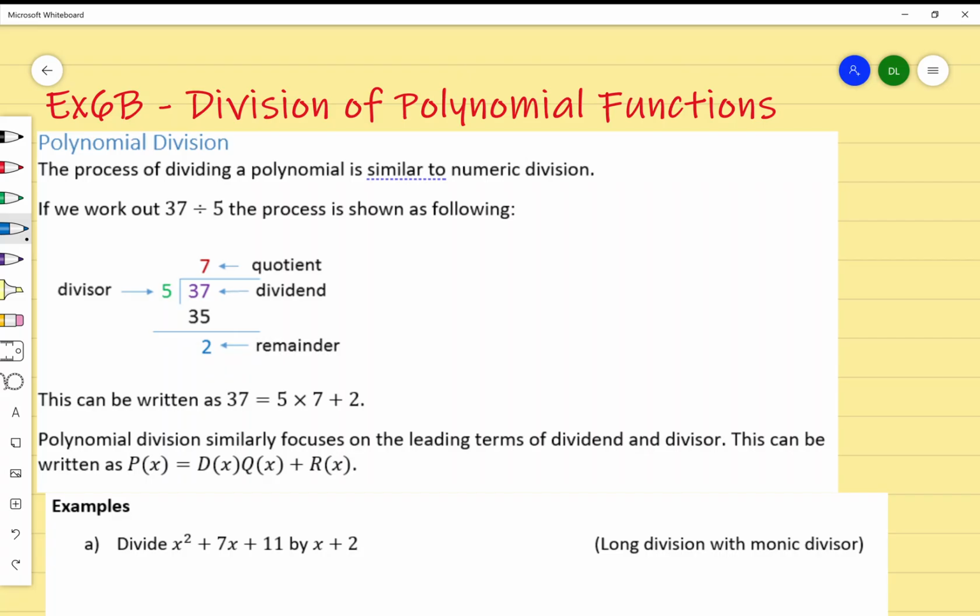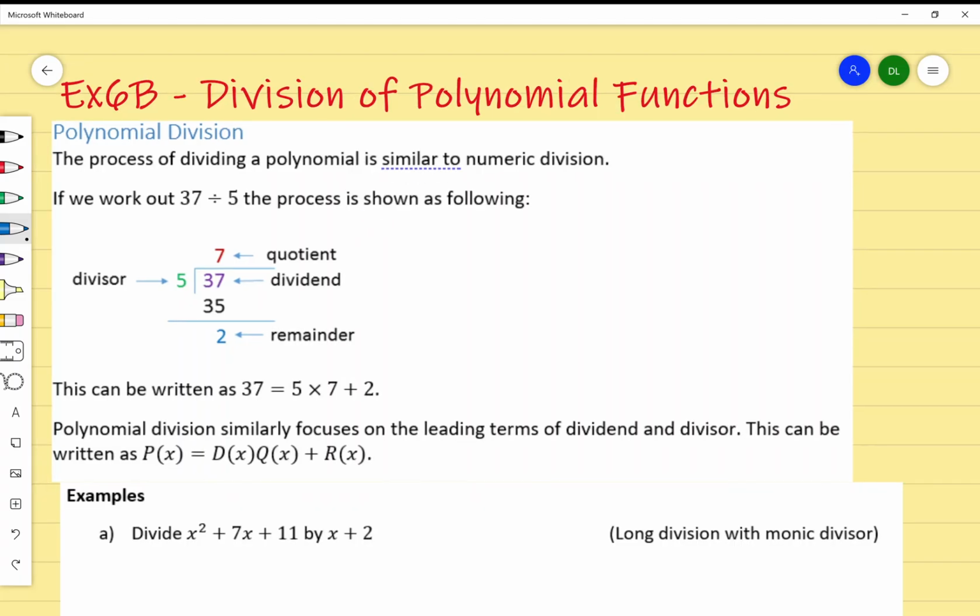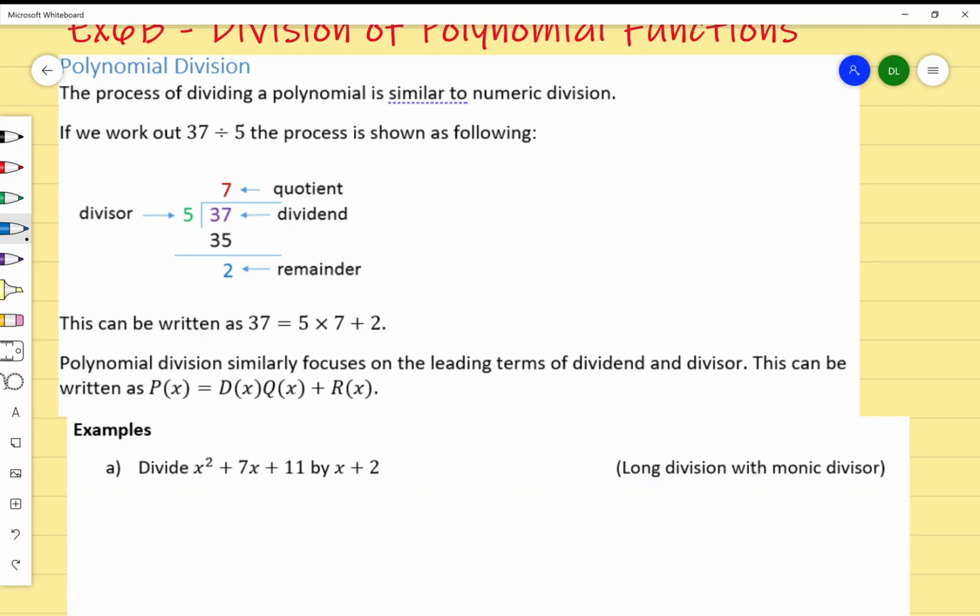And the reason I'm bringing us back to this numeric division is because it applies to polynomial division as well. In this case, I'm going to read the sentence underneath. It says, polynomial division similarly focuses on the leading terms of dividend and divisor. This can be written as P of x equals D of x times Q of x plus R of x. All that's saying is that the original polynomial is the same as my divisor times my quotient plus my remainder. Are we okay with those letters there?